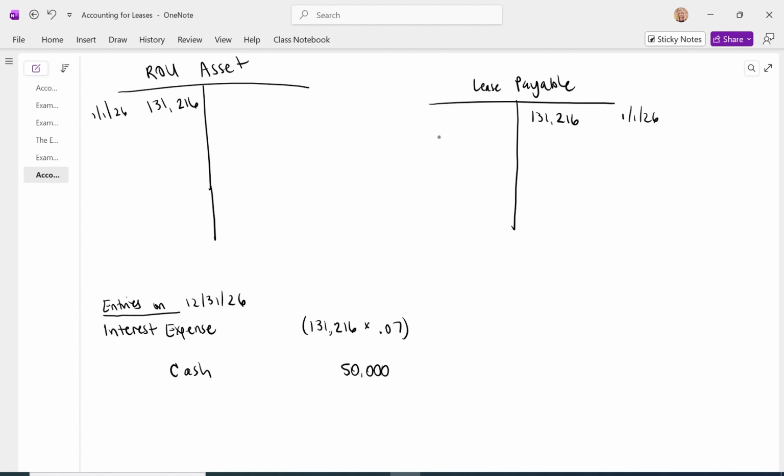The balance in that lease payable is 131,216. So my interest expense, remember, was 9,185, and I'm going to debit to reduce the balance in the lease payable account for the difference. This is my plug number.